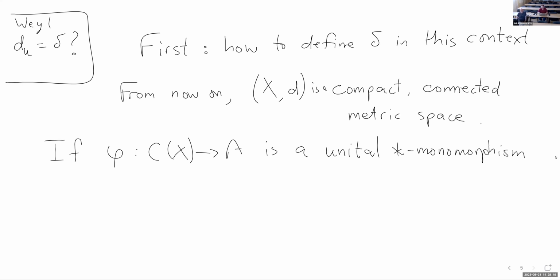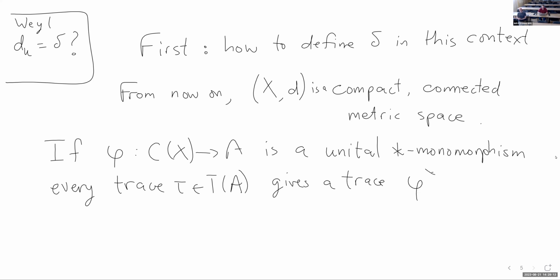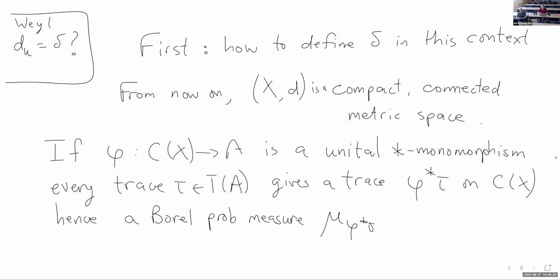Then every trace in here pulls back to a trace on here. And that corresponds by the Riesz representation theorem to a measure on here. So every trace on A gives a trace on C of X. Hence, as I said, by the Riesz theorem, a Borel probability measure, let's say mu phi star, on X.